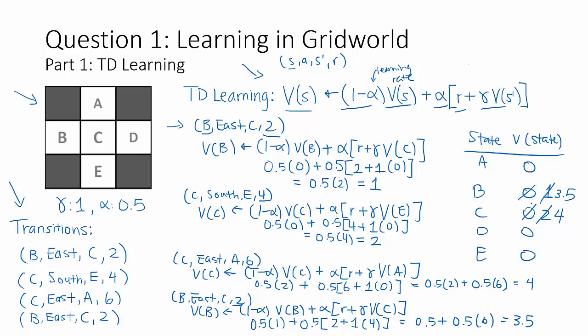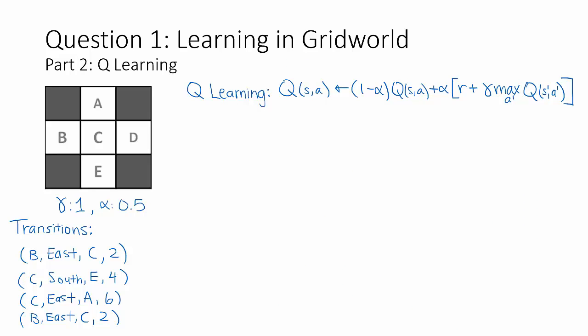And so we're done. The final values that we get are that the value for B is 3.5, the value for C is 4, and the values for A, D, and E are 0. Next, we'll run Q-learning with the same set of transitions. Here's the equation for Q-learning. It's pretty similar to TD learning, but now we're learning the Q values instead of the V values.